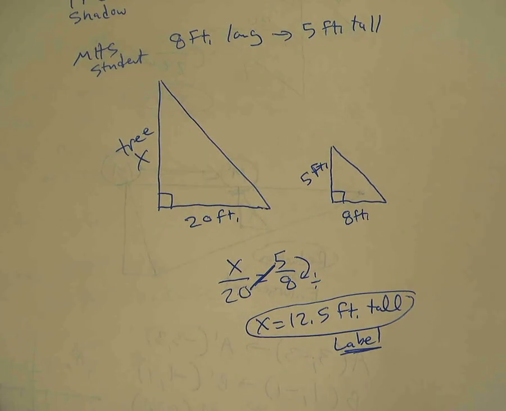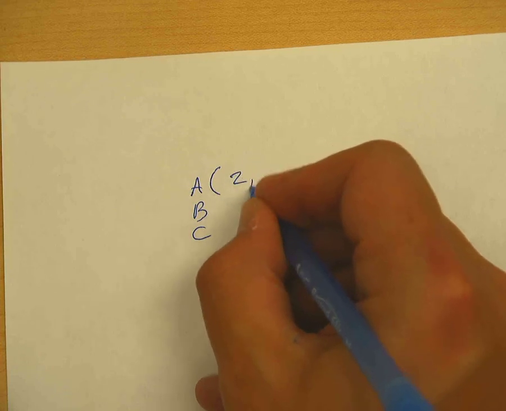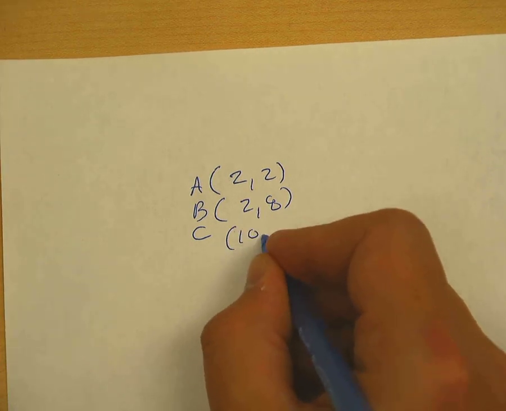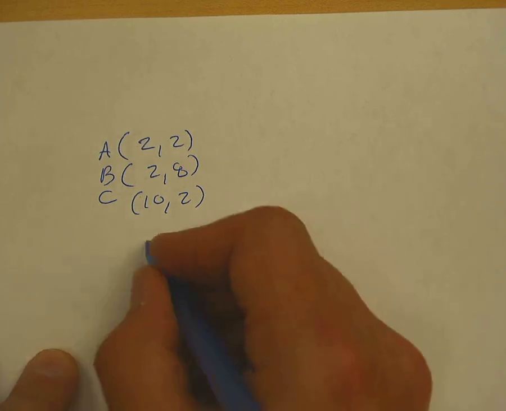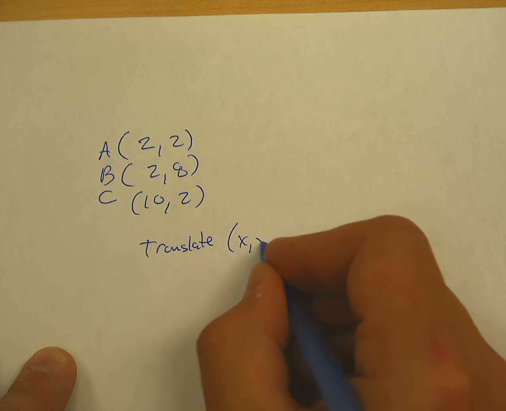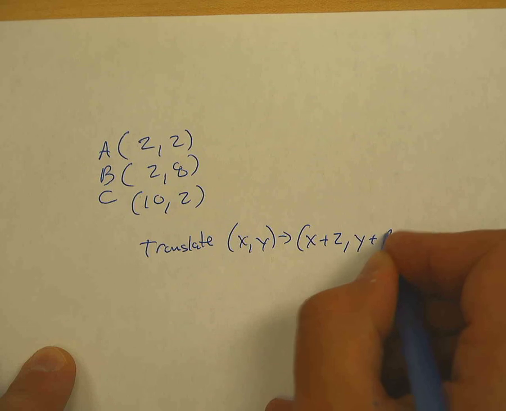Okay, now next part. Let's say we have some coordinates. Let's say we have point A, B, C. This is 2, 2, and 2, 8, and 10, 2. And we want to do a composition of functions. So let's translate it by x, y goes to x plus 2, comma, y plus 4.